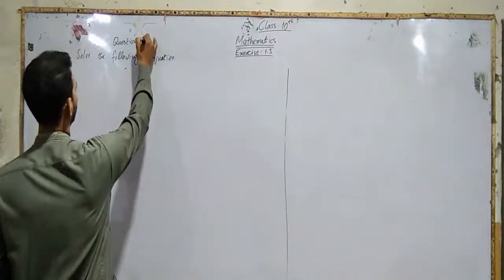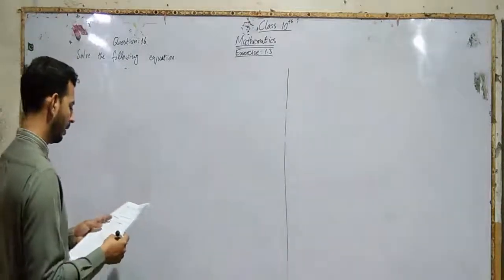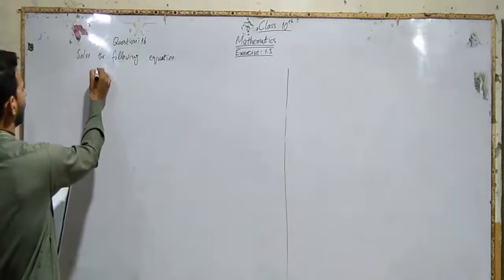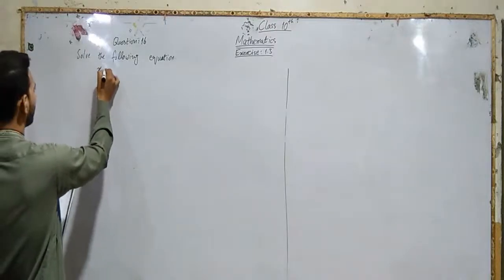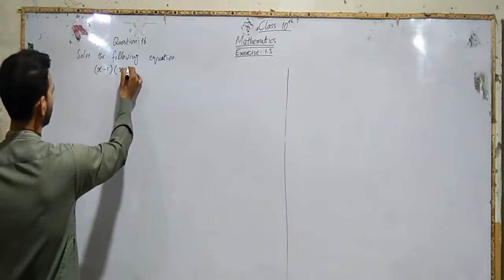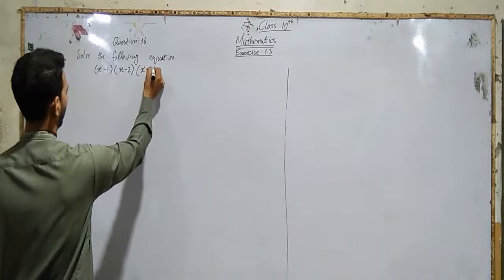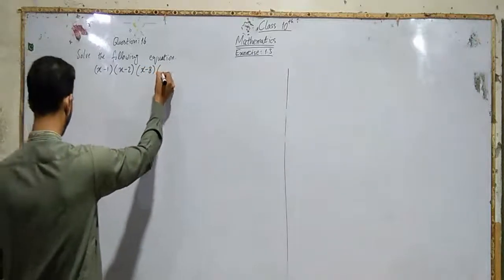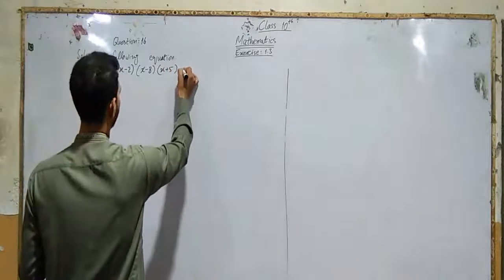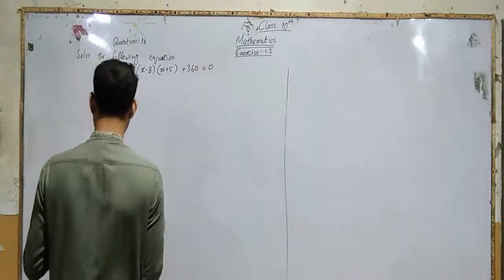So question number 16 again is: solve the following equation. Here we have (x - 1)(x - 2)(x - 8)(x + 5) + 360 = 0.